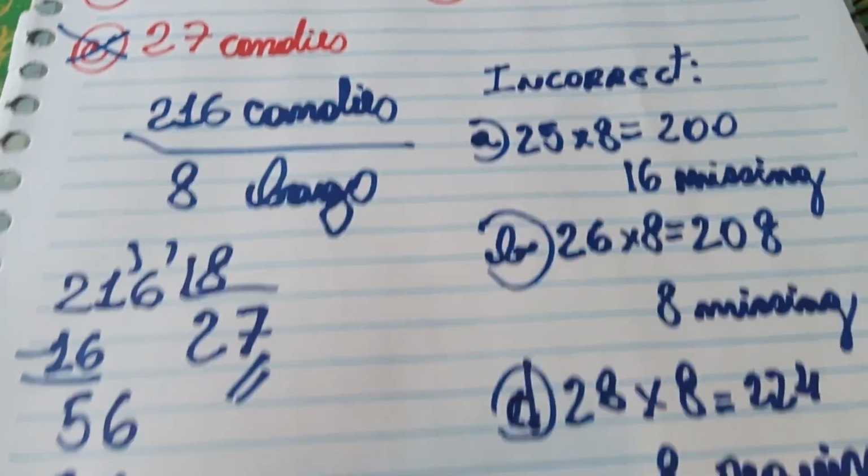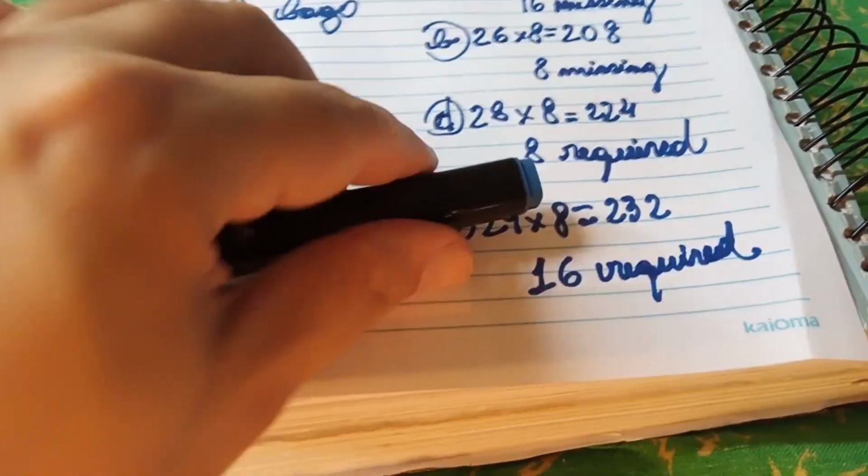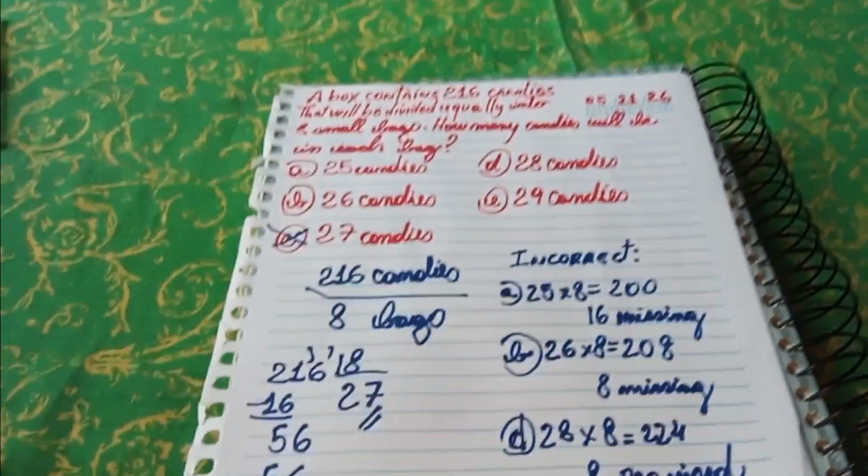To find the correct answer, you perform the division. 216 divided by 8 equals 27.